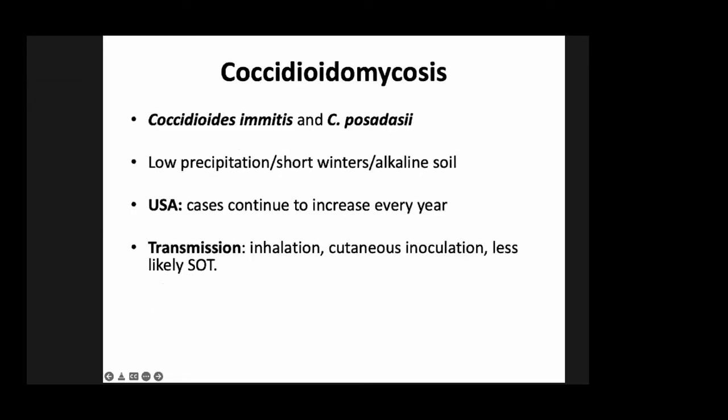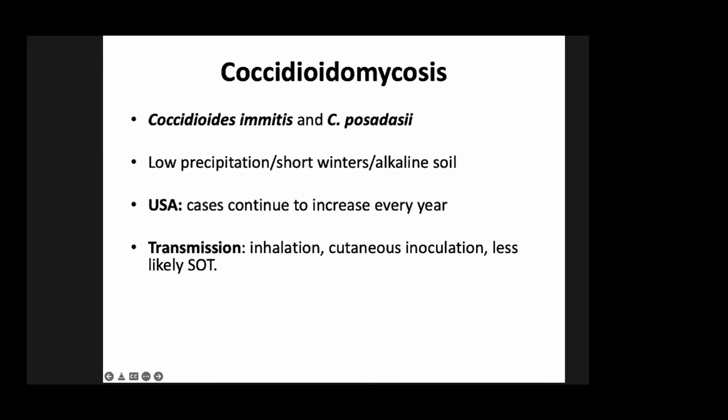So cocci is caused by Coccidioides immitis or Coccidioides posadasii. Usually this will be seen in the southwestern US. The general characteristic of the soil to have cocci is that it needs to be an alkaline soil. In California, usually we don't have a lot of rainy season, so usually you will be seeing that here. The other thing that you should know is that the cases continue to increase every year, and we think that this is because of climate change.